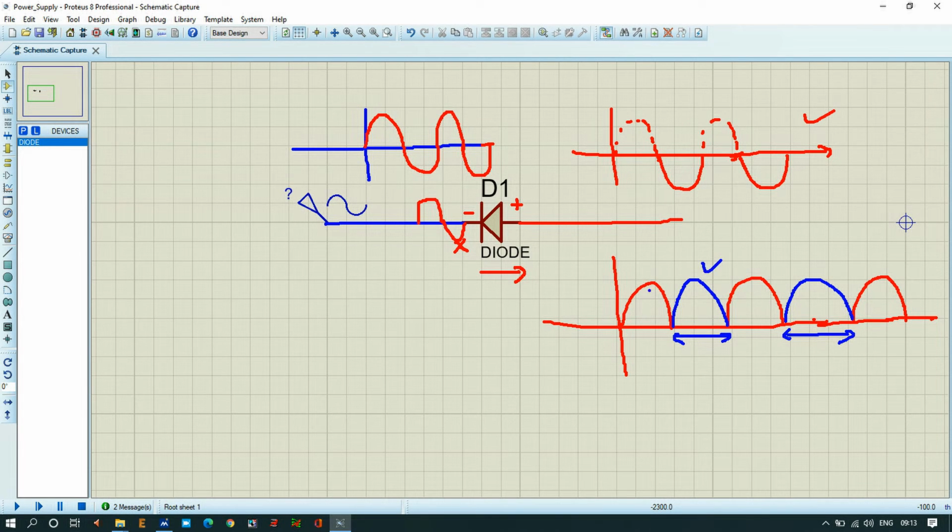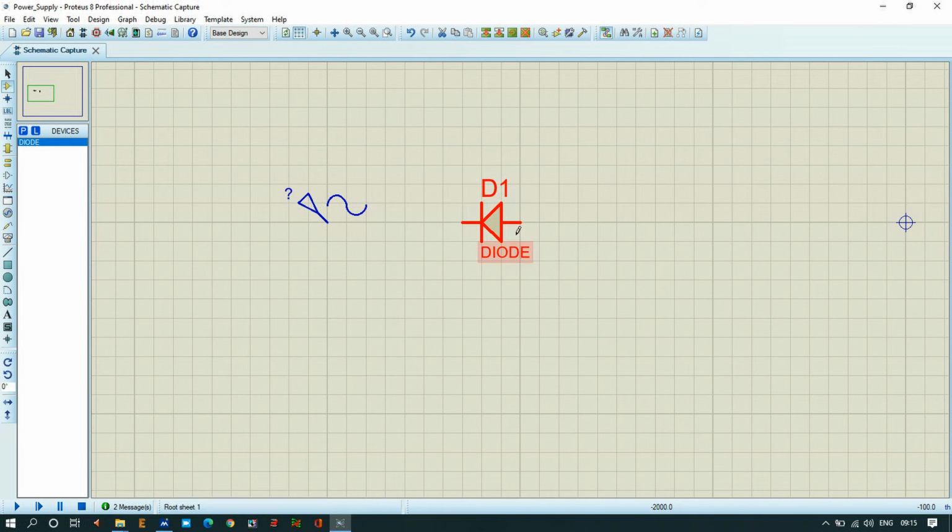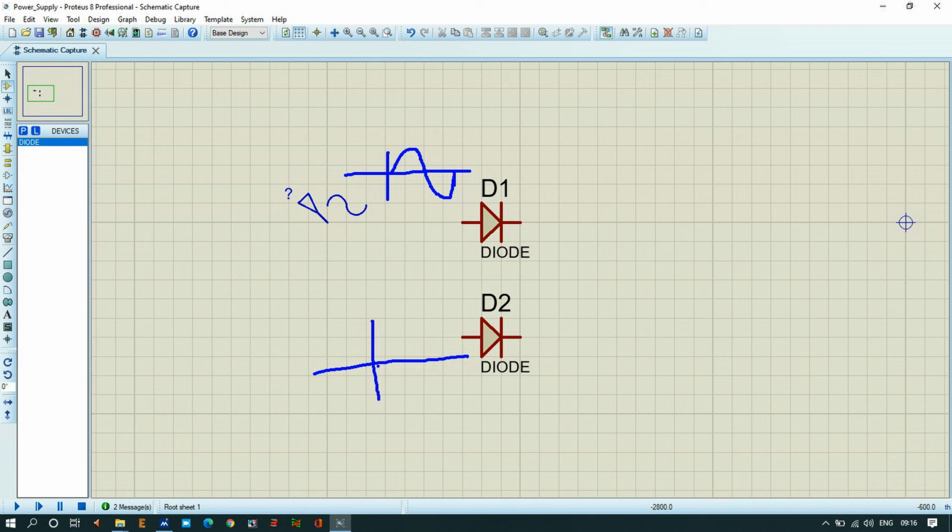To get this, we have to use a combination of diodes. For example, I'll add one more diode here, diode 2, rotated 180 degrees. We'll give inputs to both diodes. To this diode I am giving the negative terminal of the signal, and here I am giving the positive terminal of the signal. This input starts from the positive, and this input from the negative starts from the negative side of the signal. So this is how we are going to make it.